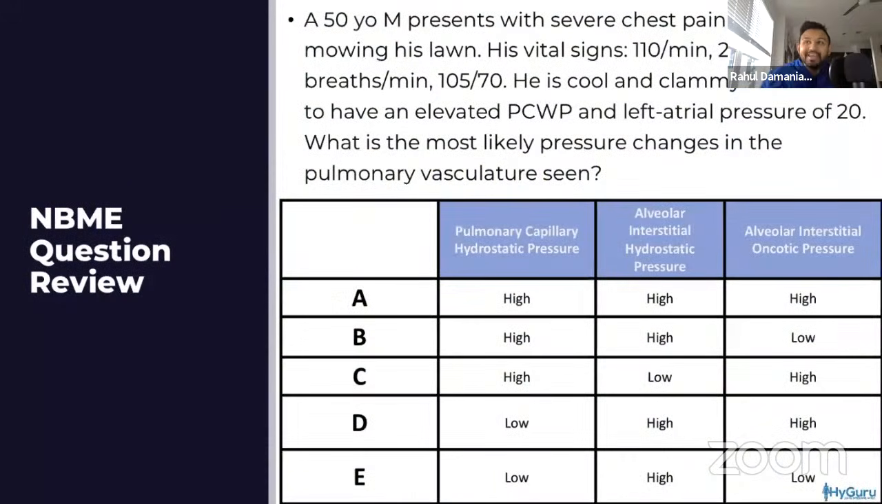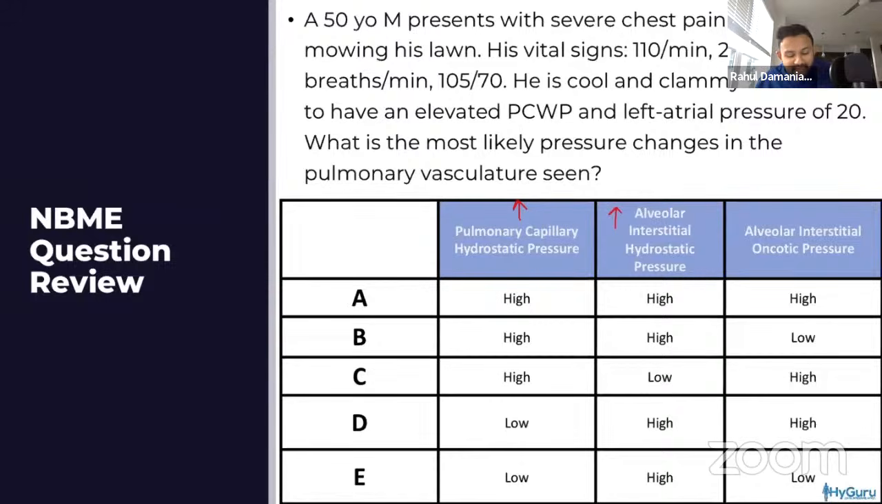So let's revisit our question. A lot of people in the chat said, man, this sounds like a cardiogenic shock. Yes, you're absolutely correct. So when you're thinking about cardiogenic shock, and in the test question, they say pulmonary capillary wedge pressure and left atrial pressure is 20, my low-hanging fruit that I'm going to go for here is the pulmonary capillary hydrostatic pressure. And I know that the pulmonary capillary hydrostatic pressure is going to be high because my wedge pressure is high, my left atrial pressure is high. And remember, the left ventricle is failing in this test question. So blood is backing up from the left ventricle into the left atrium into the pulmonary circuit. What is that backup doing? Well, pulmonary capillary hydrostatic pressure is elevated, and so is the alveolar interstitial hydrostatic pressure.